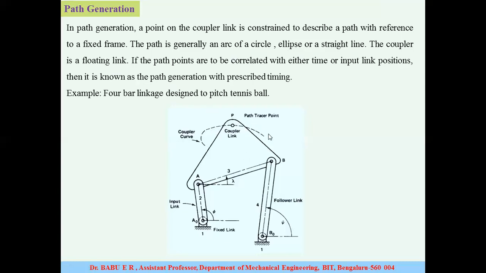The coupler link will move. If these path points are to be correlated with either time or with input link positions, then it is known as path generation with prescribed timing. Example: you can take a 4-bar linkage which is designed to pitch a tennis ball. That is the best example for path generation.